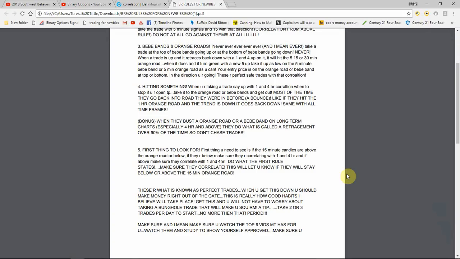The very first thing you look for when you come into the class is this. First thing you need to see is if the 15 candles are above or below the orange row. And if they're correlating with the 1 and 4, if they have a relationship, if they're going to get married, if they're going to have a date. Do what the first rule states on correlation. Make sure they correlate. This will let you know if they're going to stay above or below the orange row. That's the truth.